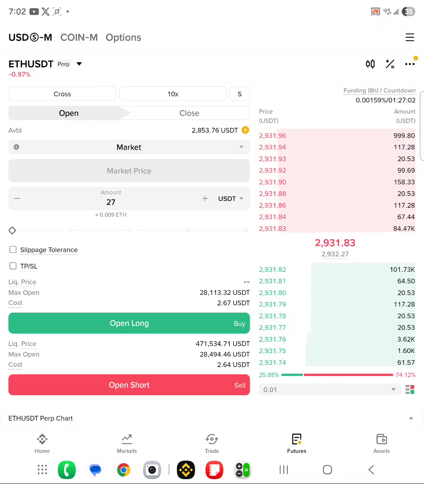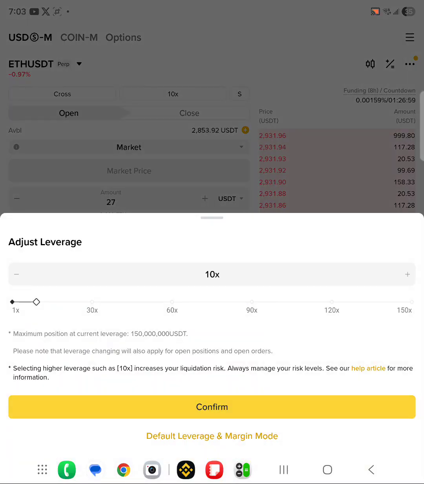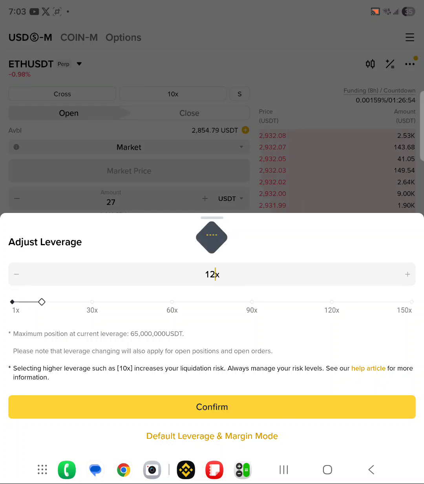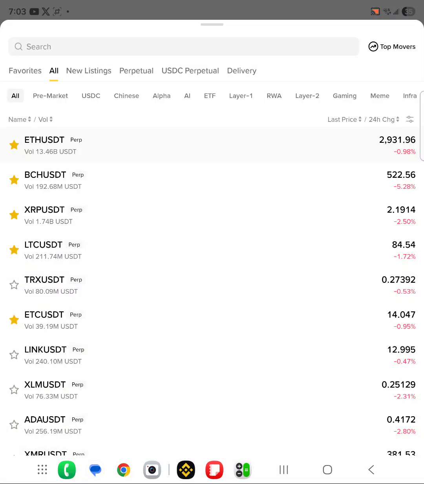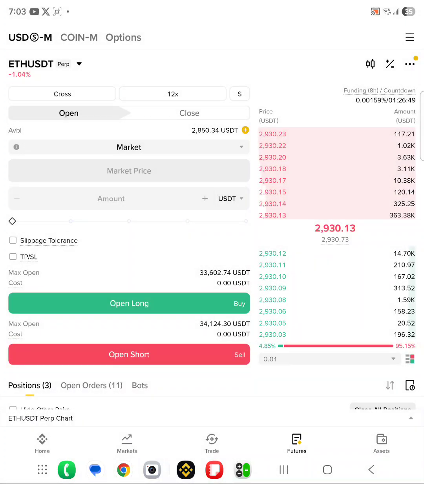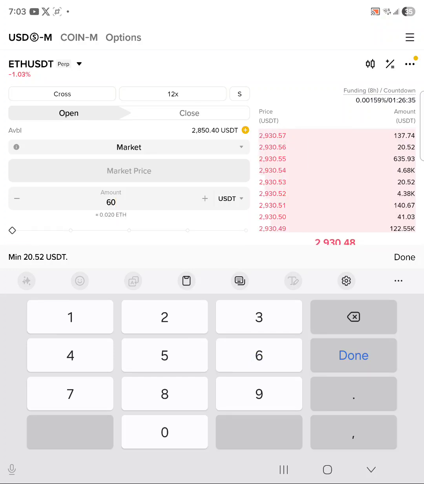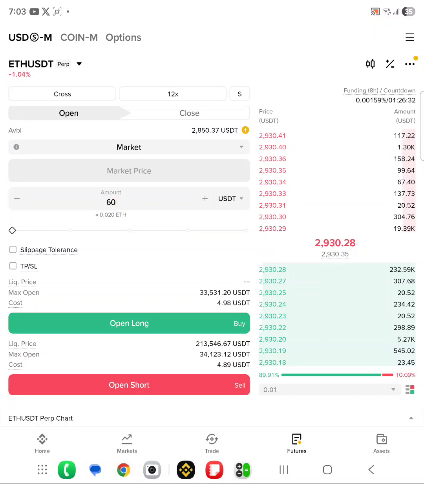So I use cross. Now let's use the 12 since we are risking just $5. So that's it, and confirm. So 12x, right? So I have picked ETH. You just scroll and pick the coin you want to trade. Now I want to risk only $5, and I have 12. So what do you do? You put in 60 here. 60. You can see the cost at the bottom here. Cost is 4.9. That's approximately $5.